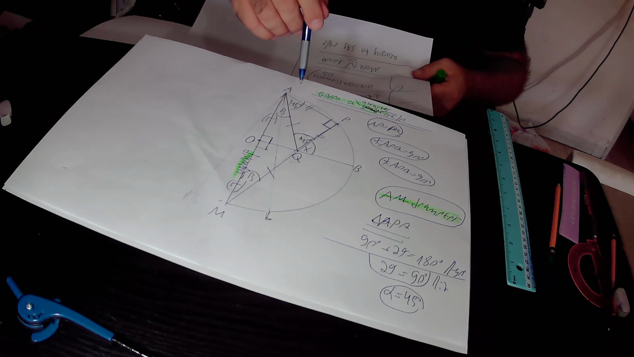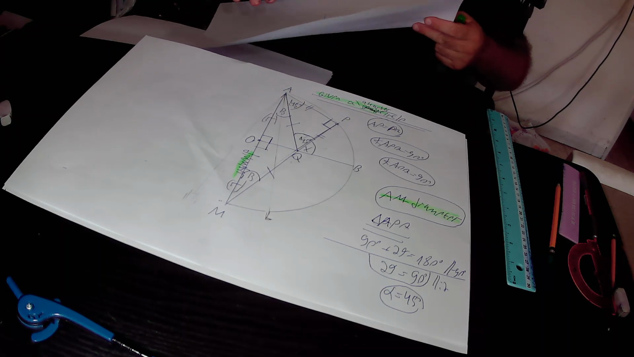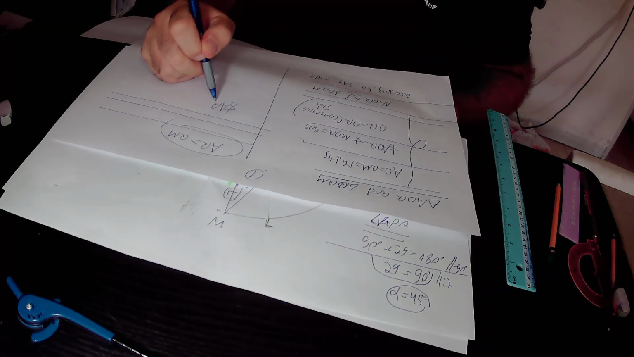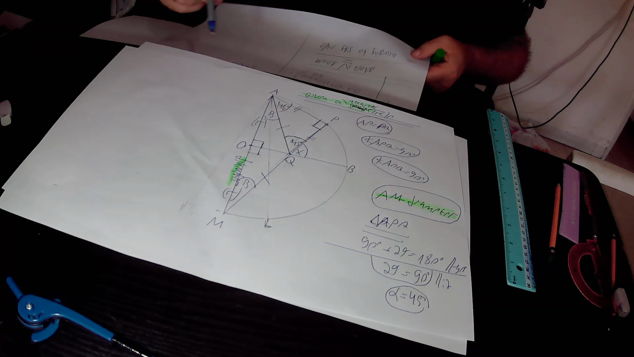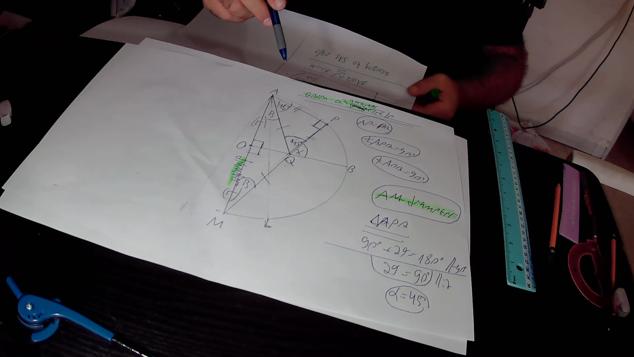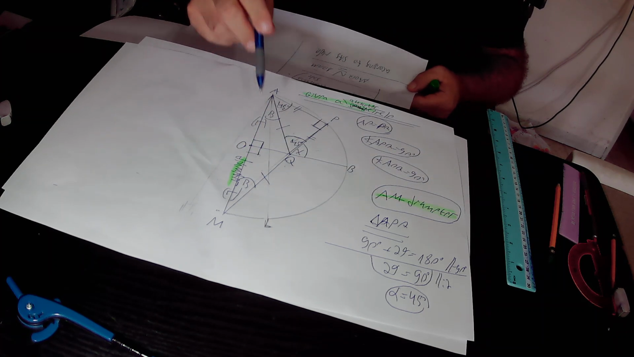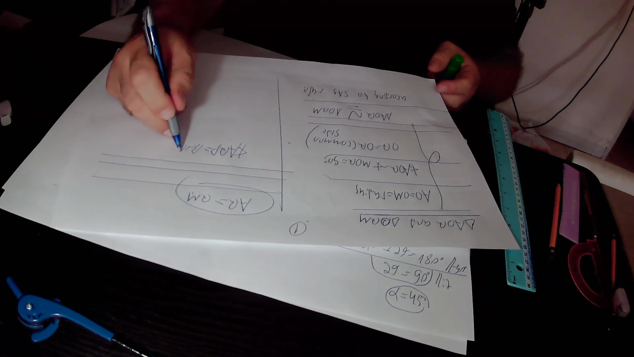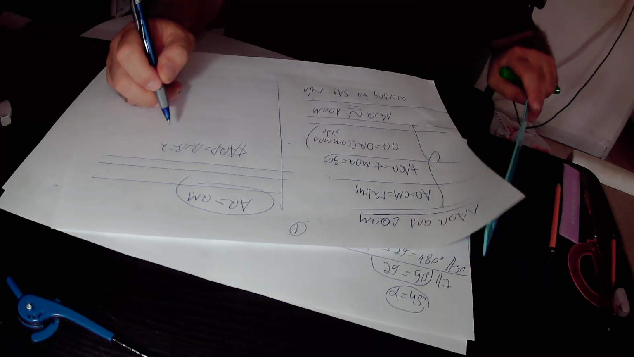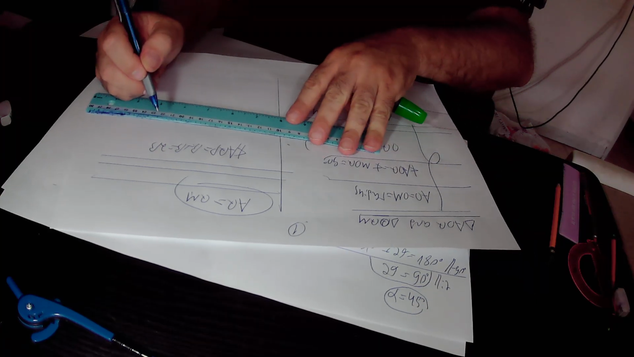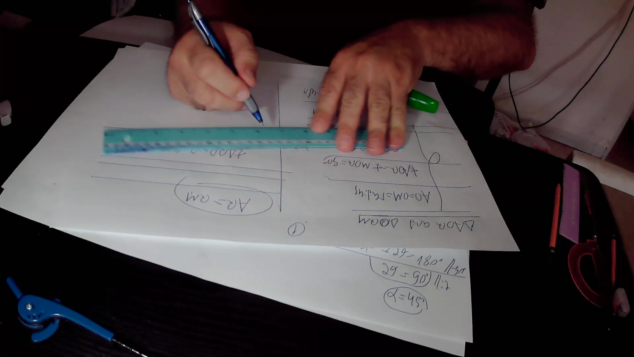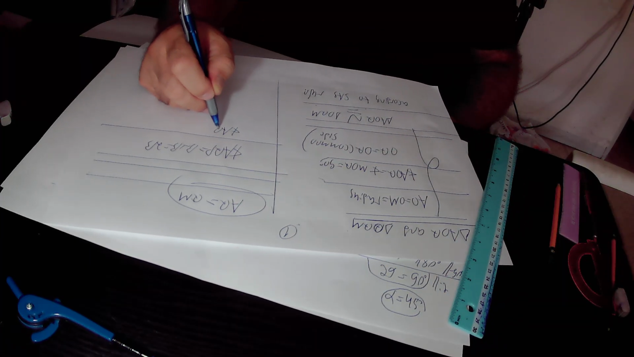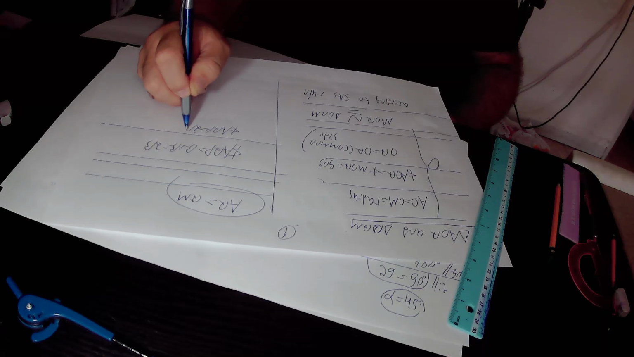So the size of the angle AQP is equal to the sum of the two angles that are not adjacent to it. That is to say, it is beta plus beta, that is 2 beta. So we found out that the size of the angle AQP is equal to 2 beta.